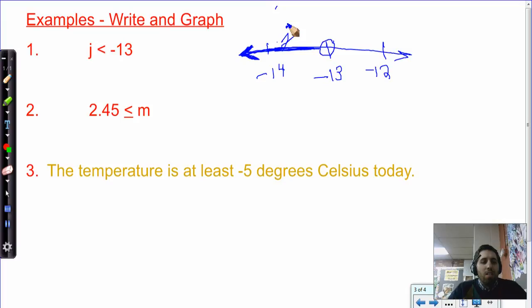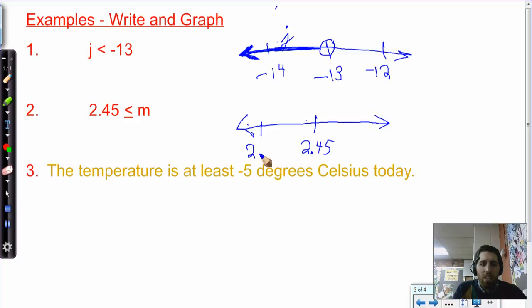Number 2 says 2 and 45 hundredths is less than or equal to m. So again, we're going to plot our reference point and then actually the two that are right next to it. And in this case, you could say 2 and 45 hundredths. Well, one less than that would be 1 and 45 hundredths. Or you could do 2 and 44 hundredths. That would be a good way to do it.